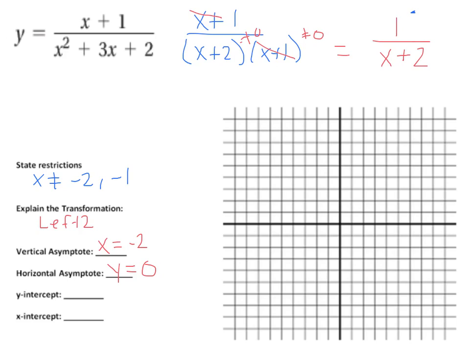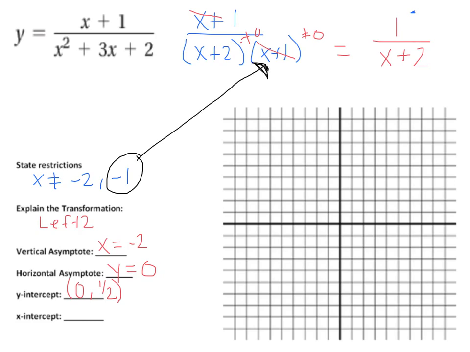Now if I plug 0 into my equation for my x-intercept, I would get 1/2 out. But this is where you have to be very careful, because even though I have this problem, I'm still going to have a hole in my graph. So the hole is going to come where x is -1, because -1 is what's canceled out.